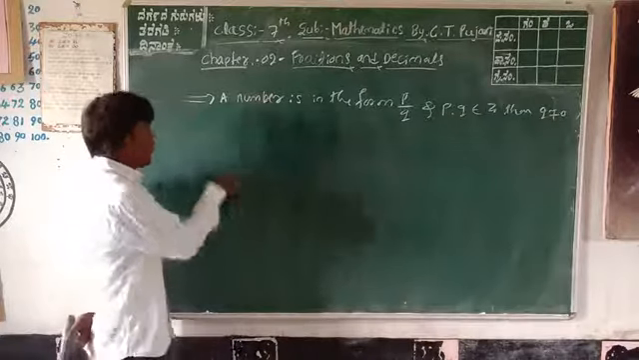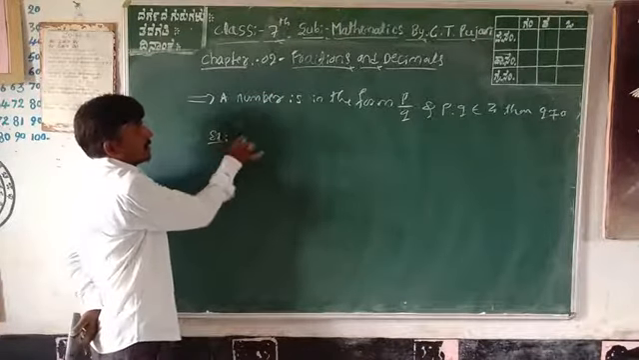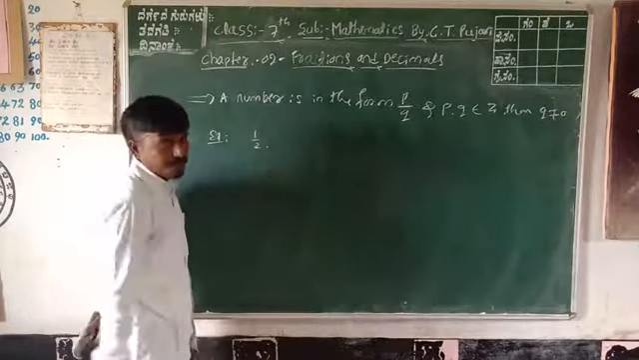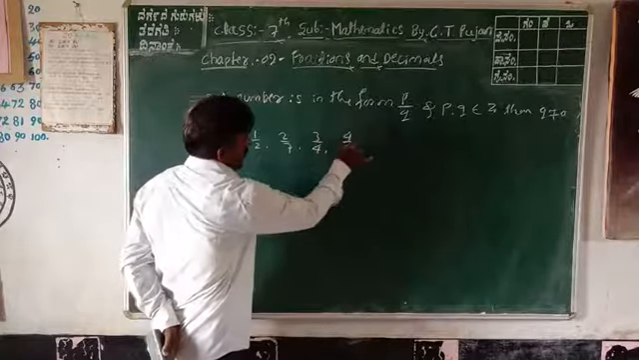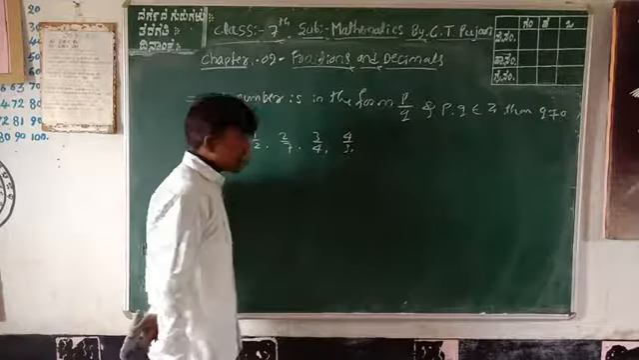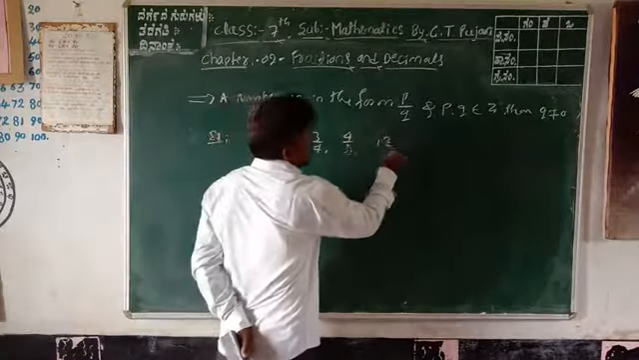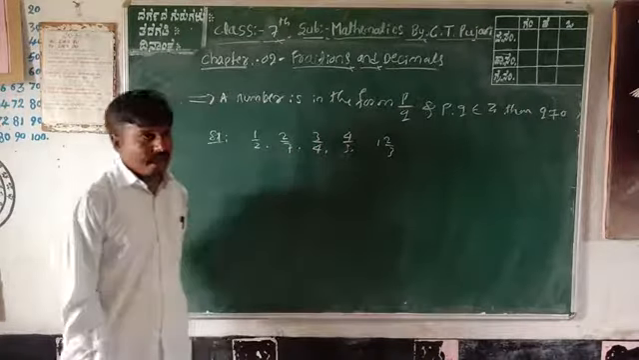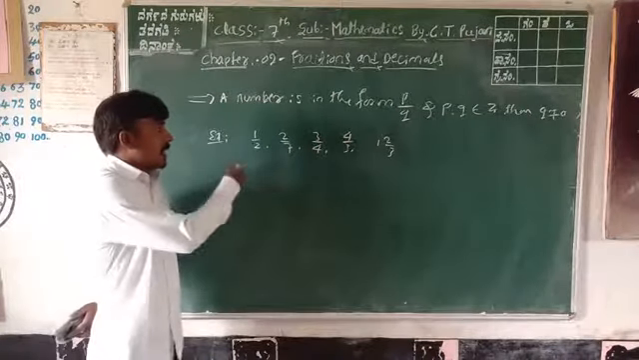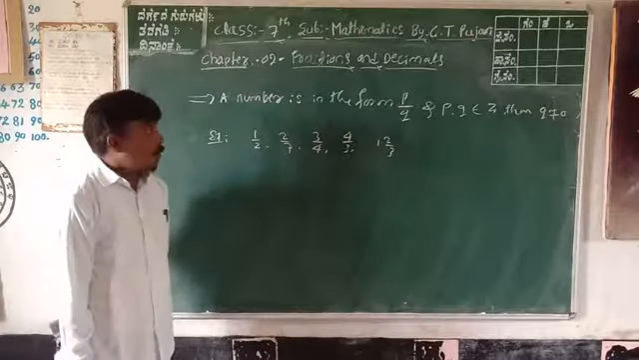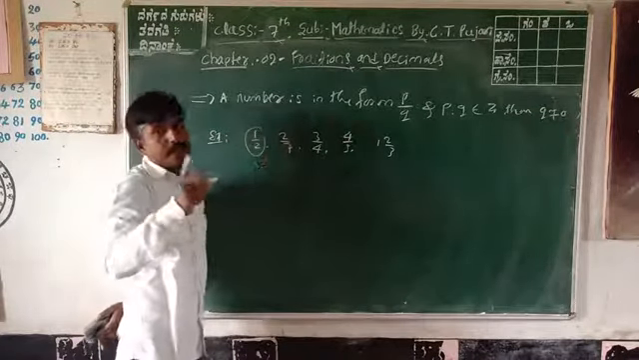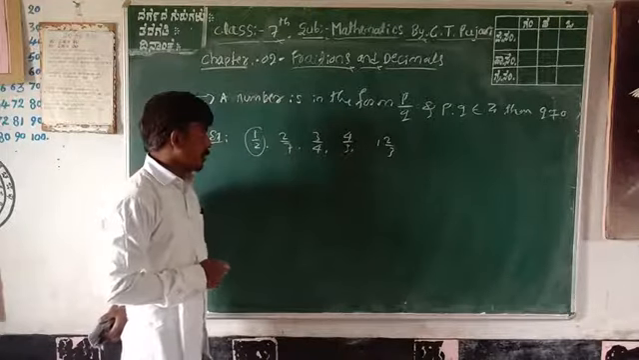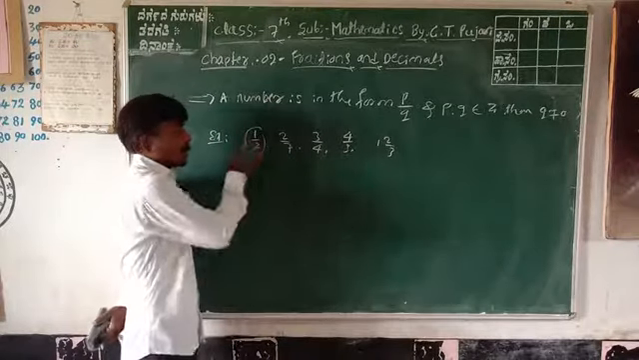For example, 1 by 2 is a fraction, 2 by 7 is a fraction, 3 by 4 is one fraction, or otherwise 4 by 3 is also one fraction, and 1 integer 2 by 3 is also one fraction. Dear students, listen here, these are all fractions. What is the meaning of fractions? The meaning is in the form of P by Q, where P and Q belong to integers and Q not equal to 0. Okay, 1 by 2 is a fraction.